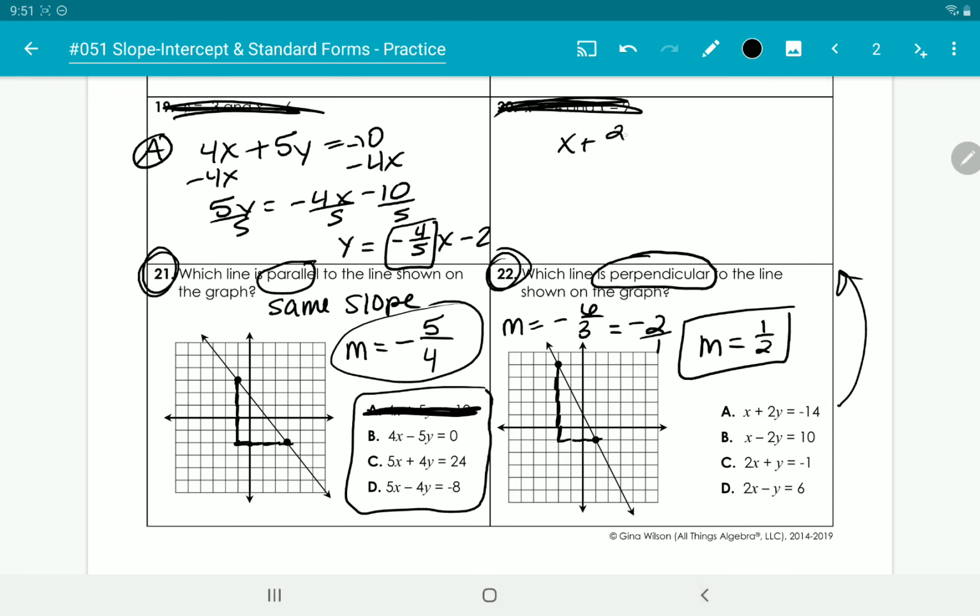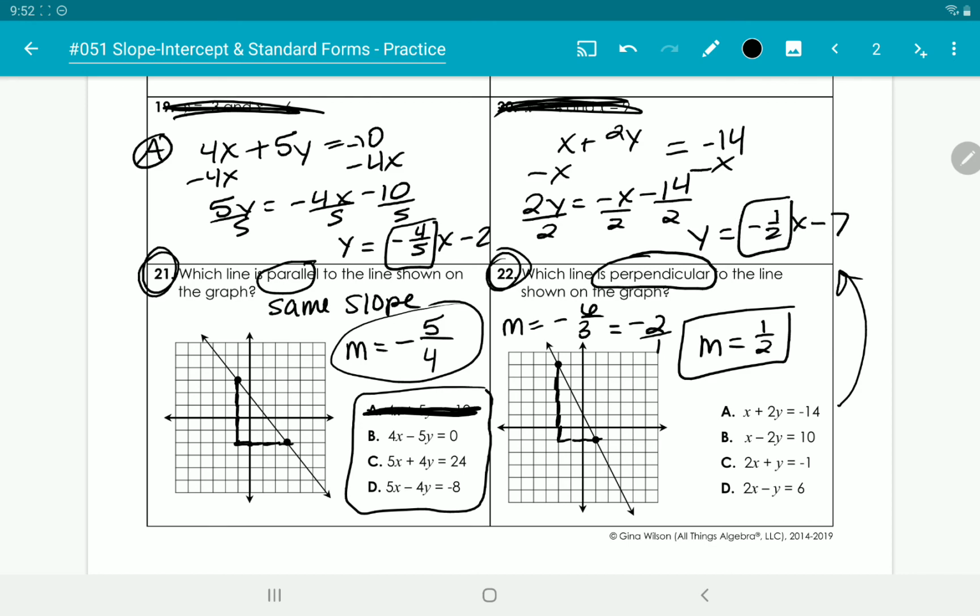Okay, so I will look at A for you. So it's x plus 2y equals negative 14. Okay, I'll subtract x to the other side, leaving me 2y equals negative x minus 14. And then if we divide by 2, we're going to get that y is equal to negative 1/2 x minus 7. Negative 1/2 is the slope. It is not the same as the one we're looking for, so A is not the answer. Okay, so do the rest of them and determine which of these is going to give you a slope of 1/2.